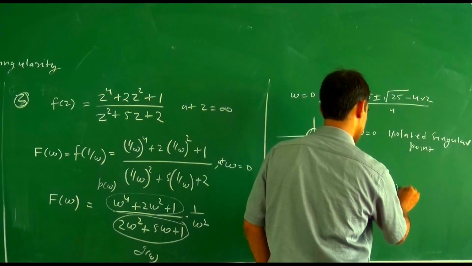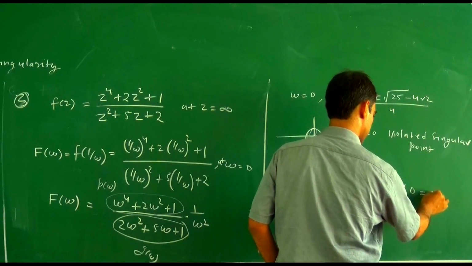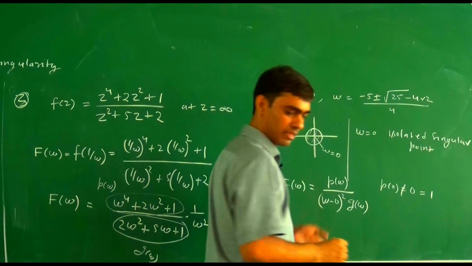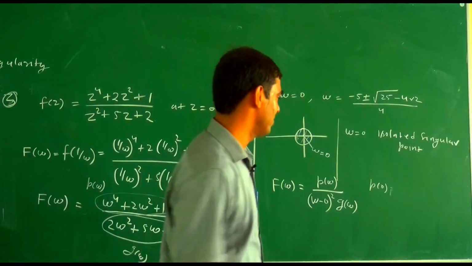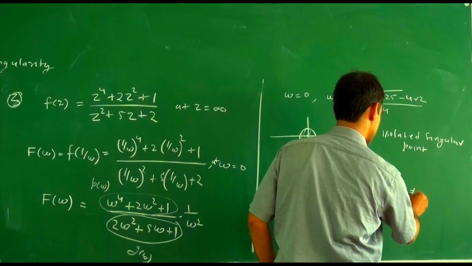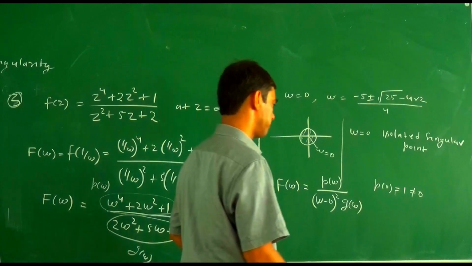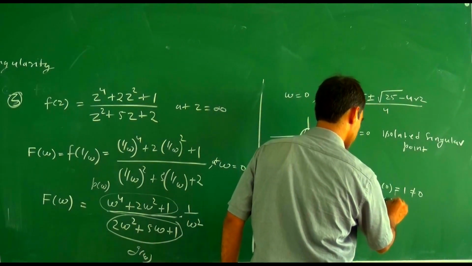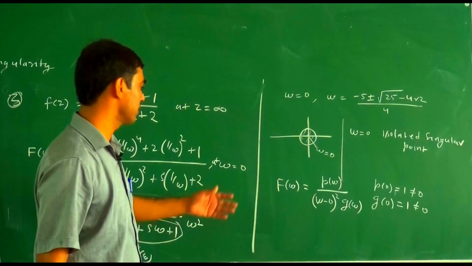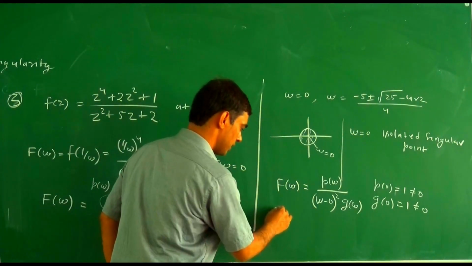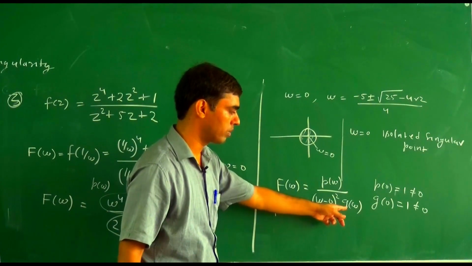p(0) does not equal 0, because p(0) is 1. If we write it in this form, p(0) equals 1 and this does not equal 0. Similarly, what is the value of z(0)? z(0) is also 1, and this also does not equal 0. So f(w) is in the form of p(w) upon (w minus 0) whole square times z(w).